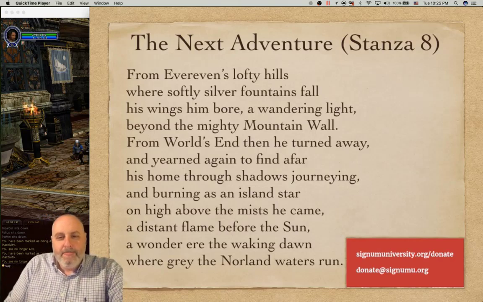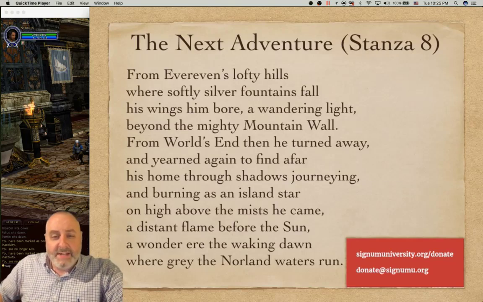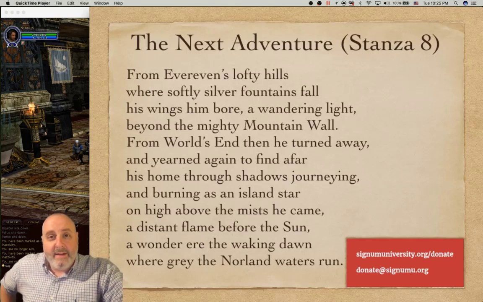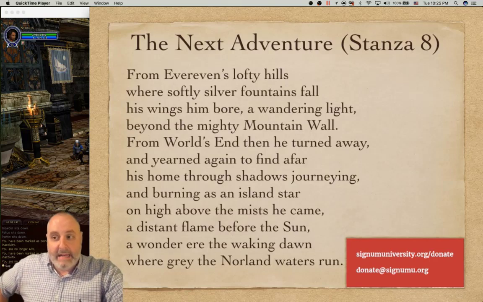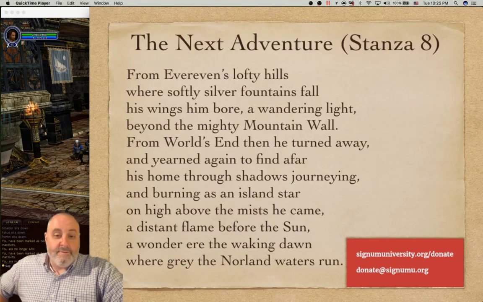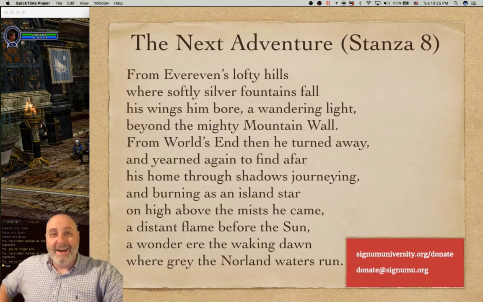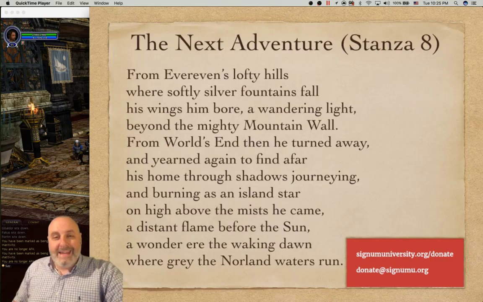I wonder. I kind of suspect that maybe he does, because of the way that his light is wandering, and the second sentence, the last 8 lines, certainly does suggest that he has a hand on the tiller, right? I mean, from world's end, then he turned away. There we go. An active verb, a straightforward sentence. From world's end, then he turned away.